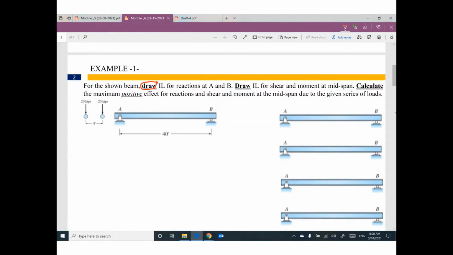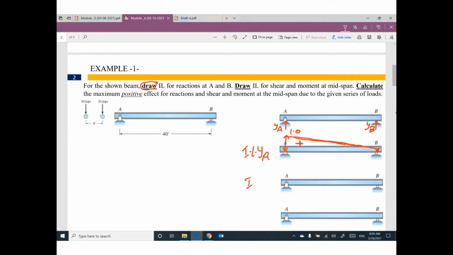We have support A, so we have vertical reaction YA, and we have support B, so we have vertical reaction YB. If you would like to draw influence line for reaction YA, go ahead and push support A up by 1. Any other support will remain as it is. The new shape for this beam looks like this. Positive, and this is called influence line for YA.